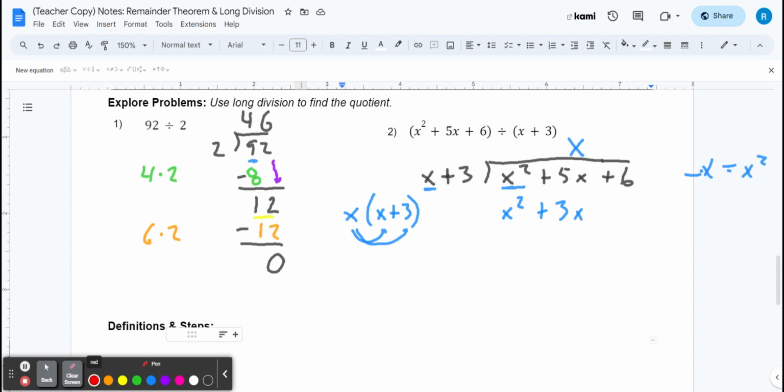And just like we did in our integer problem, we are going to subtract this. And it's key that when we subtract it, we subtract the entire thing, right? Not just that first term. So x squared minus x squared gives us 0. So we can leave that alone. And 5x minus 3x will give us 2x. Then just like before, in our integer problem, we can drag down this plus 6.